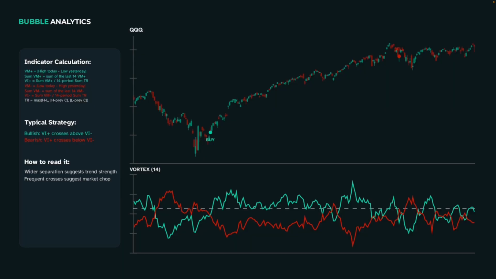We're going to look at three different ways of using the Vortex Indicator to create strategies, and we're going to beat the market. So if you're ready to code it up, please read the disclaimer.